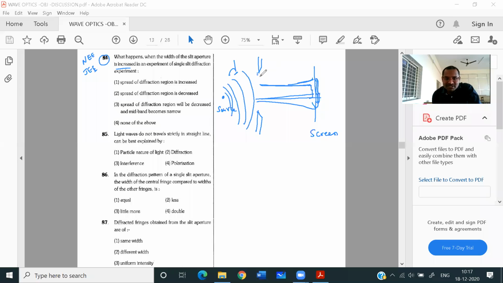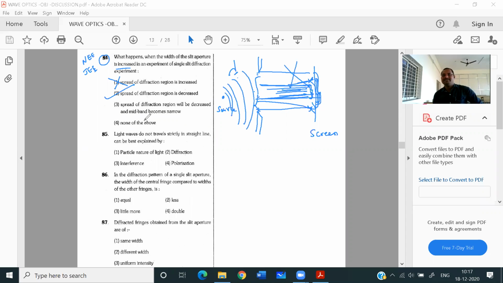When the slit size is increased, the aperture size also increases. That means the size is not equal to the wavelength, the size has increased, so diffraction will not occur. Due to that, this spreading will be cancelled, and only in this region will we get light, meaning the spreading of light will decrease. Very important point, you have to remember. Students will think that if the slit width increases, the spreading of the diffraction region increases. No, it is wrong. The spreading of the diffraction region decreases.